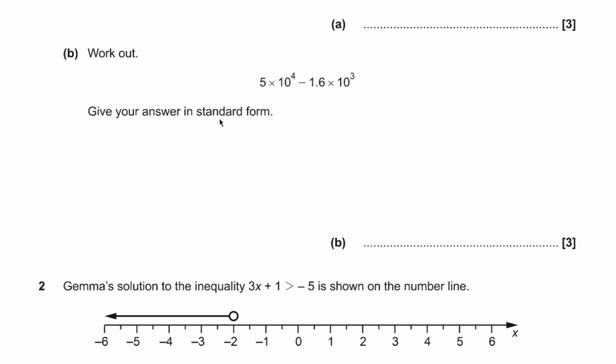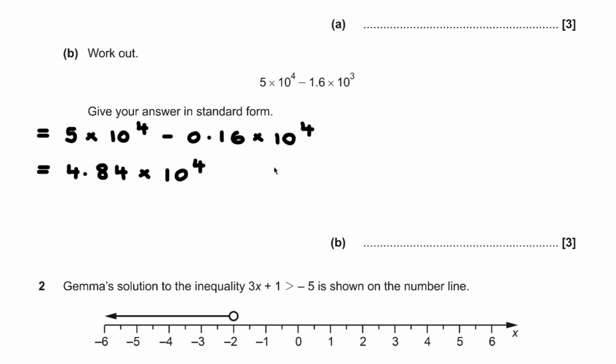Part B, work out 5 times 10 to the 4, subtract 1.6 times 10 to the 3. Give your answer in standard form. Well, we need to write everything so we have the same power of 10. So, we have this 5 times 10 to the 4, and we subtract from this 1.6 times 10 to the 3. And what I can do is rewrite this as 0.16 times 10 to the 4. So now we have the same power of 10. So, 5 subtract 0.16, that's 4.84. So we have 4.84 times 10 to the 4.